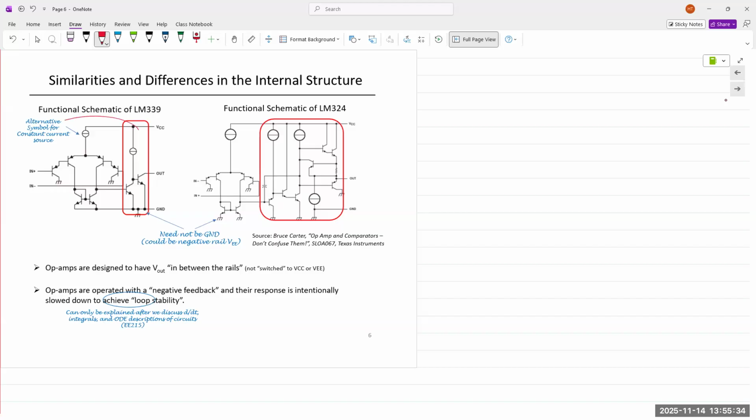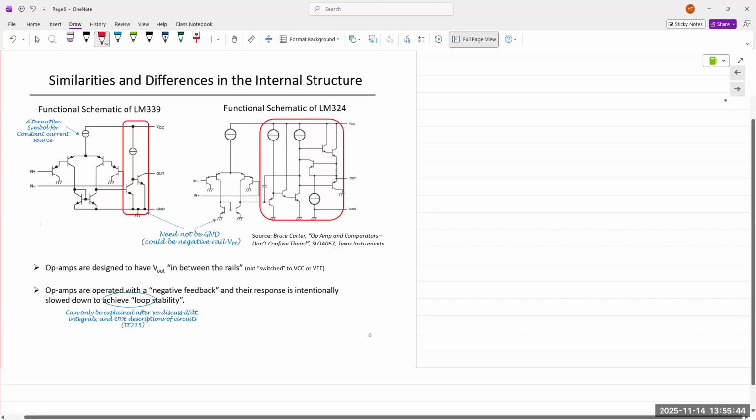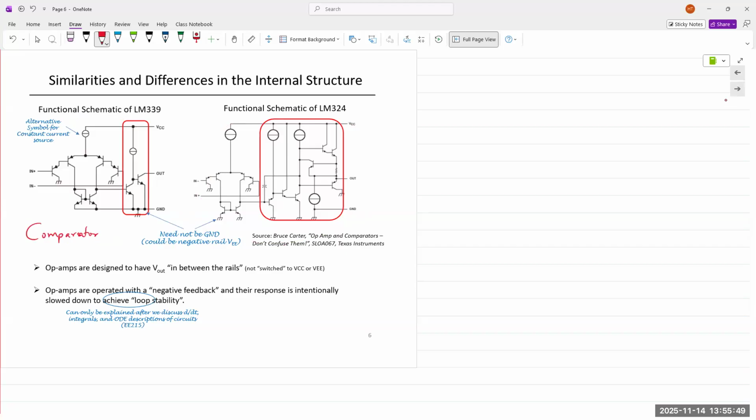This illustrates a little bit of the internal construction of a comparator on the left and an op-amp on the right. Op-amp, by the way, anyone know the full form of op-amp? Might have mentioned this before, you might have learned it in the lab perhaps. Amp is amplifier, operational. Put it together, it's operational amplifier.